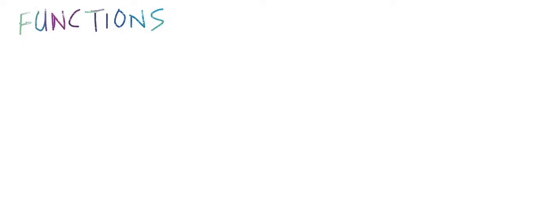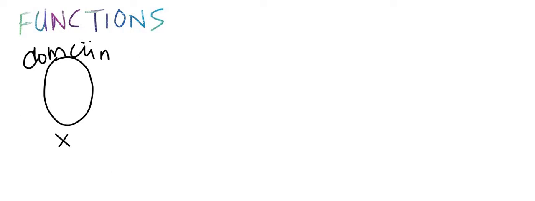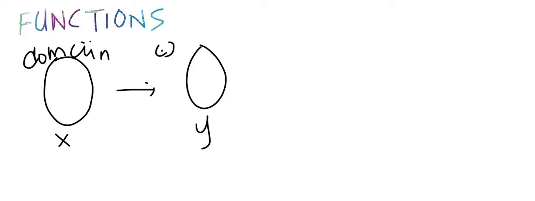Today we're going to learn about function. A function is a process or relation that associates each element of set X, which is called the domain, to the element of set Y, which is called the codomain. So you have a set X, the domain, mapping onto the set Y, called the codomain. Some people also call X the object and Y the image.